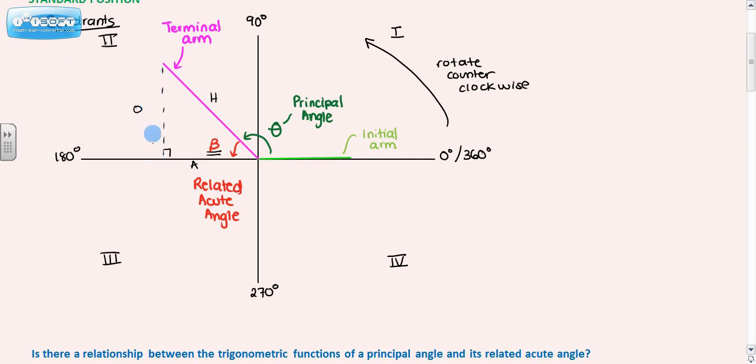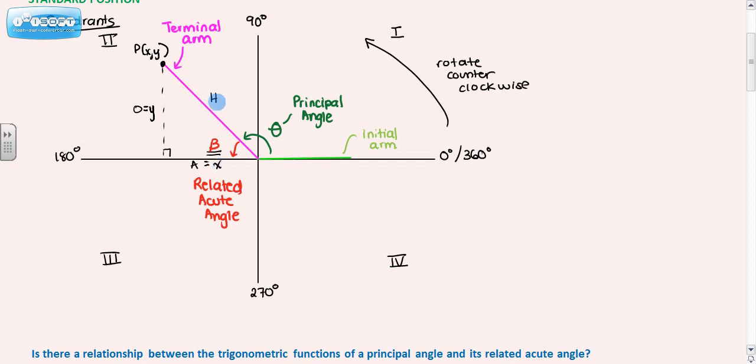So for the opposite side length here, if there was a point on this terminal arm with the value of x and y, the value of our opposite side length is our y value, because according to our Cartesian plane, it's the amount of distance up the y-axis. For our adjacent side, this side length is given by our x value from our point.